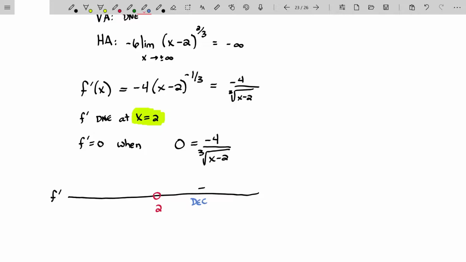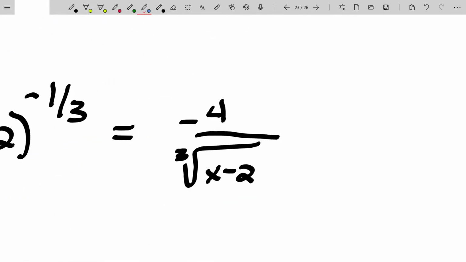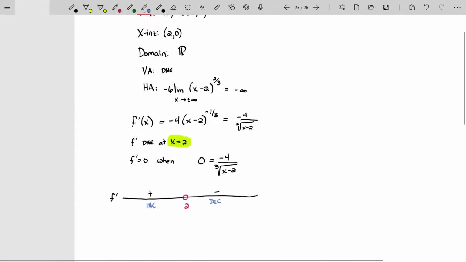Now, if you plugged in a number less than 2, and a nice number to plug in that's less than 2 is 0. So if you plug in 0 to our derivative, you would get -4 over a negative number, which would be positive. Therefore, we have a positive derivative prior to 2, and that means our function is increasing on that interval.